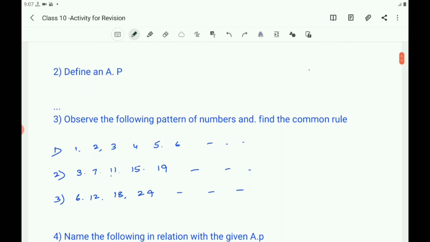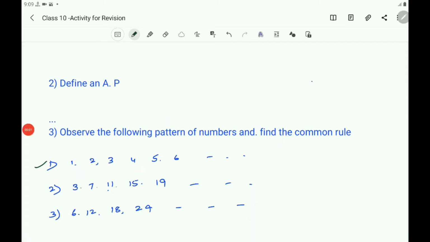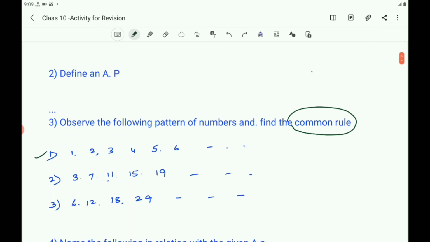Next, observe the following pattern of numbers and find the common rule. Here we have to find the common rule. To get the next number, there is a rule which is common. So 1, 2, 3, 4, 5, 6. To get the next number, what is added or what is subtracted to the previous number, that you have to make out. You write that one.